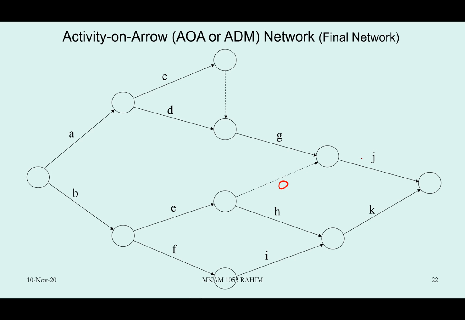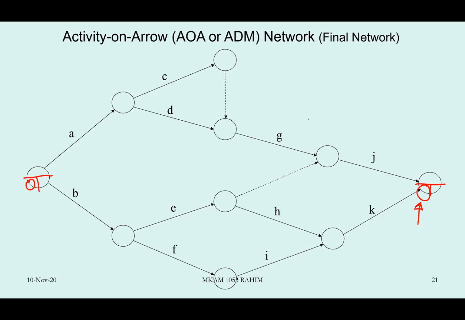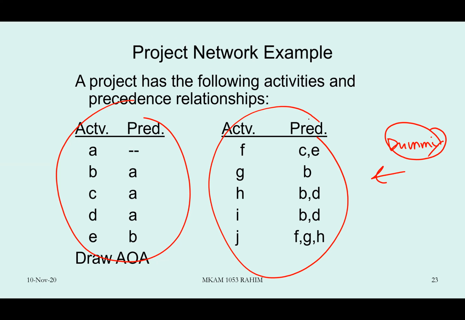For instance, J. J basically has the relationship from G and E. You notice. See this one. When you have the right relationship, then it is okay. There is nothing wrong. Don't be afraid to use the dummy because it is just to reflect the relationship. And dummy normally we need them in arrow diagram, not necessarily in AON or PDM diagram.